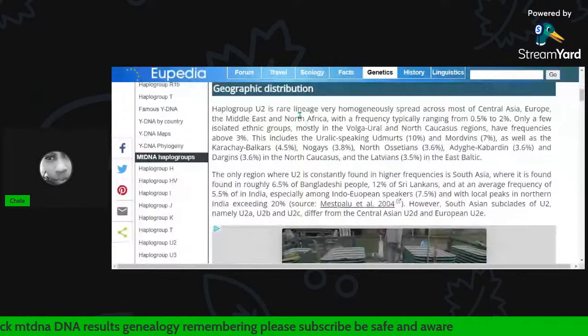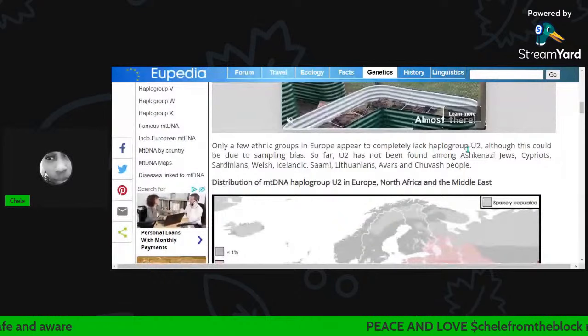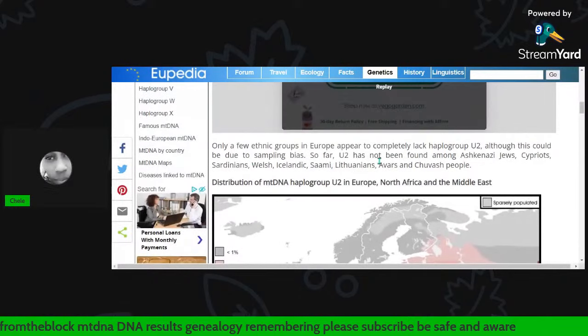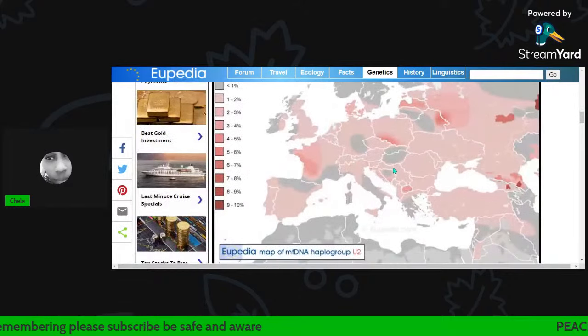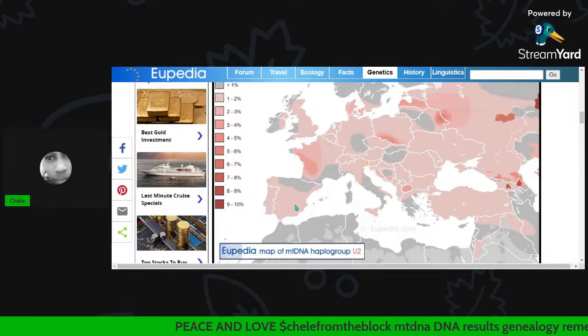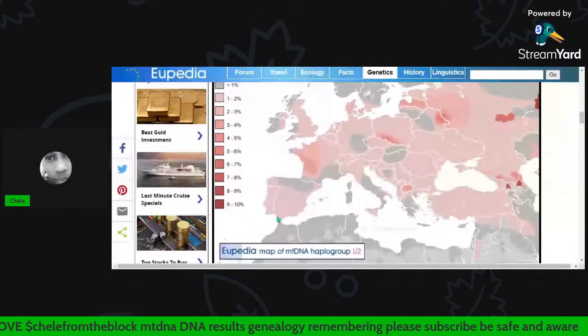Only a few ethnic groups in Europe appear to completely lack haplogroup U2, although this could be due to sampling bias. So far, U2 has not been found among Ashkenazi Jews, Cypriots, Scandinavians, Welsh, Icelanders, Sami, Lithuanians, Afars, and Chuvash people. And again, this is the Moors. I mean, there's no other explanation. This is the Moors. Iberia, Iberian Peninsula.